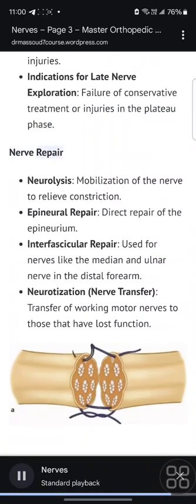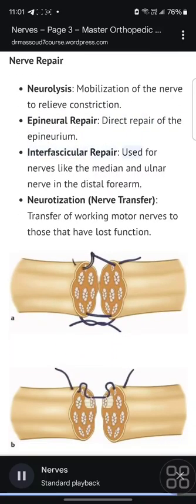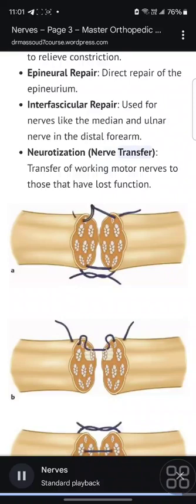Nerve repair. Neurolysis: mobilization of the nerve to relieve constriction. Epineural repair: direct repair of the epineurium. Interfascicular repair, used for nerves like the median and ulnar nerve in the distal forearm. Neurotization, or nerve transfer: transfer of working motor nerves to those that have lost function.